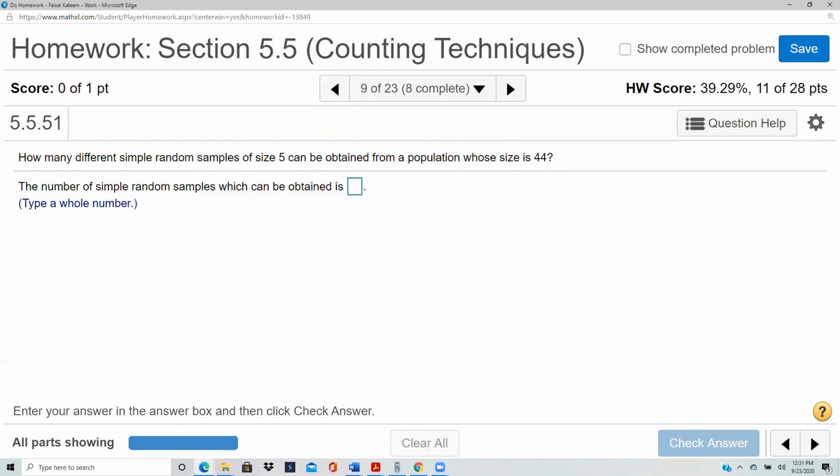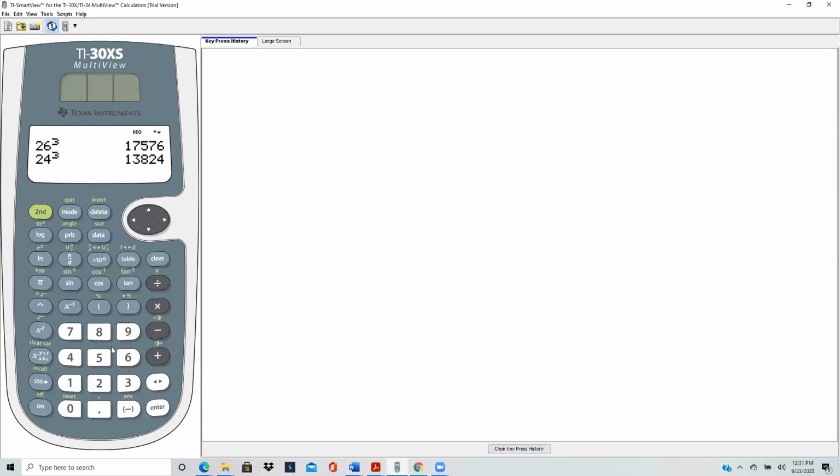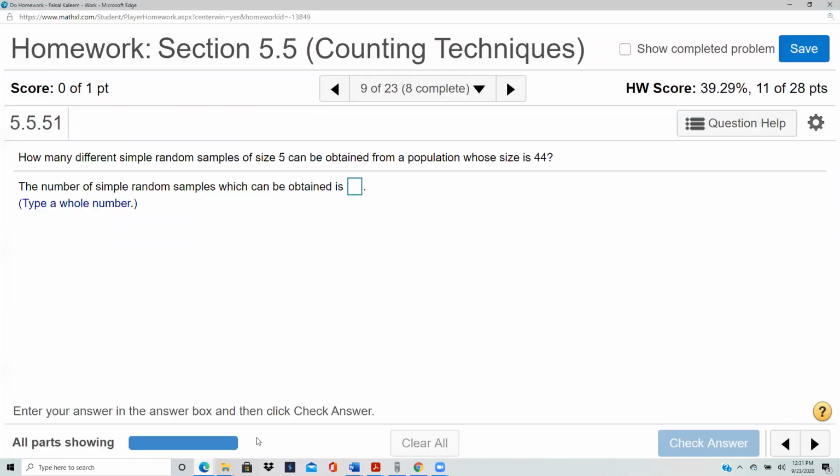And now let's see how to do it on this calculator. And if you have the other TI-30X models, it's the same process. It's the same keys exactly. So what you want is 44 combination 5. So the big number always is written first.